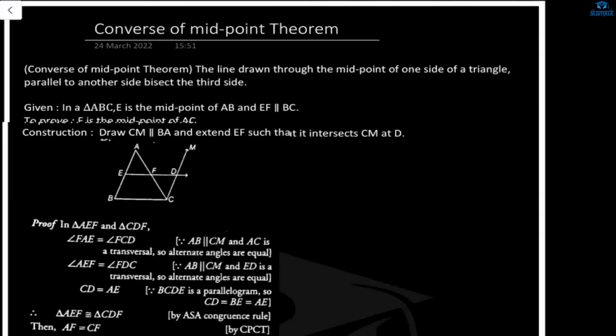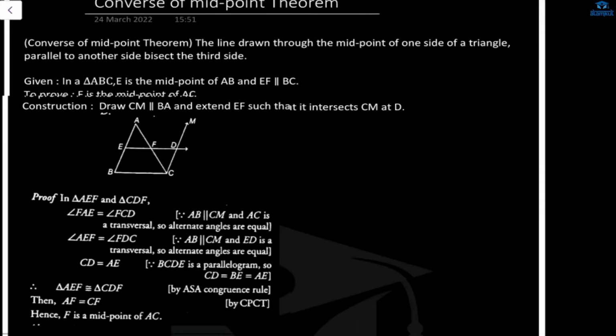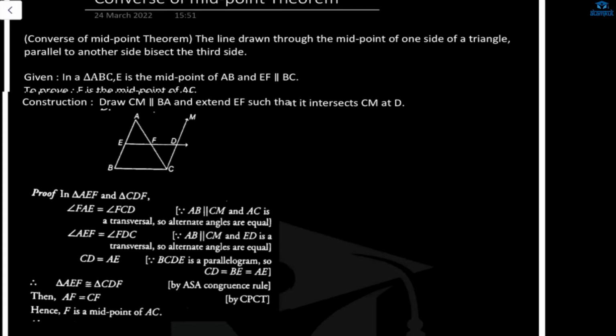So now, what does the converse of the midpoint theorem say? The converse of the midpoint theorem says that the line drawn through the midpoint of one side of a triangle and parallel to another side bisects the third side.